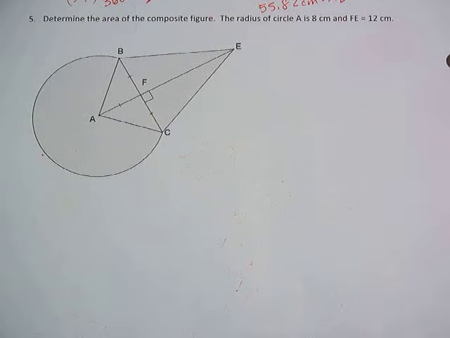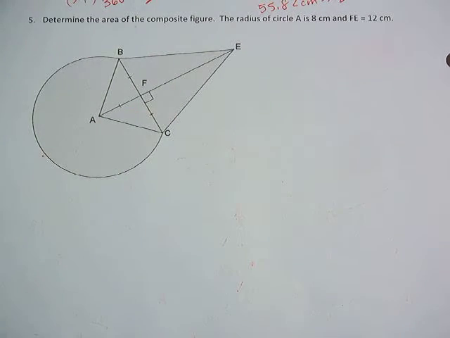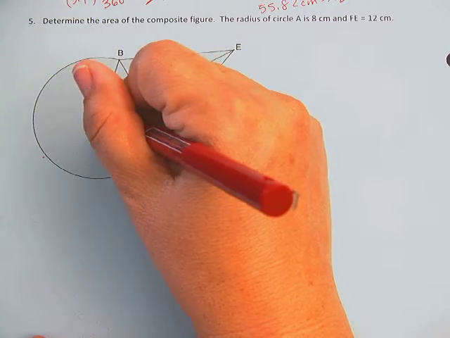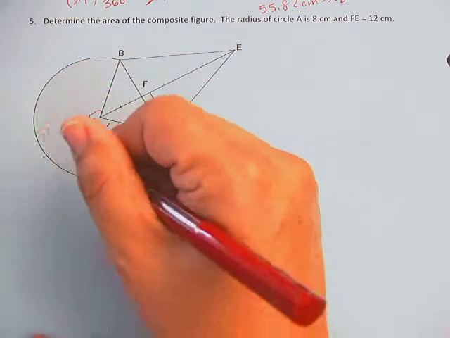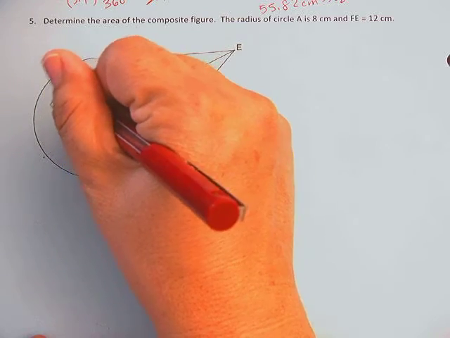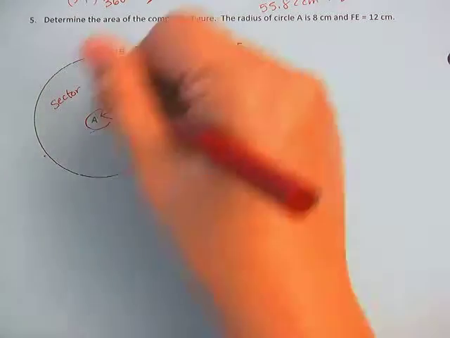Last problem on your review. I want to determine the area of this composite figure. So what I have here is a very interesting piece. This is a sector. So I've got a sector here. And I also have a kite.